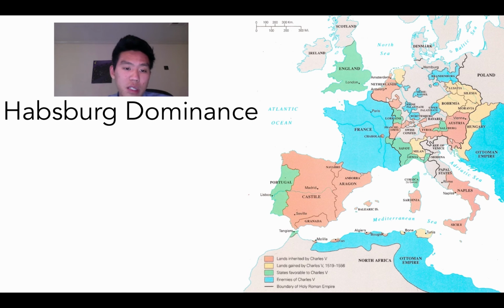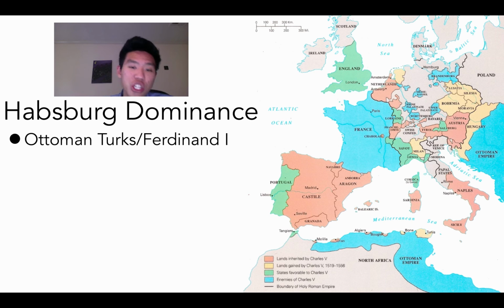So one of his enemies is going to be the Ottoman Turks. Okay, so the Ottoman Turks, they're pushing towards Hungary at that point, and the Hungarians that are part of the Austrian Empire, right? They're saying, you know what, we need support, right? And they choose Charles V's brother, Ferdinand I, to be king of Bohemia, okay, in Hungary.